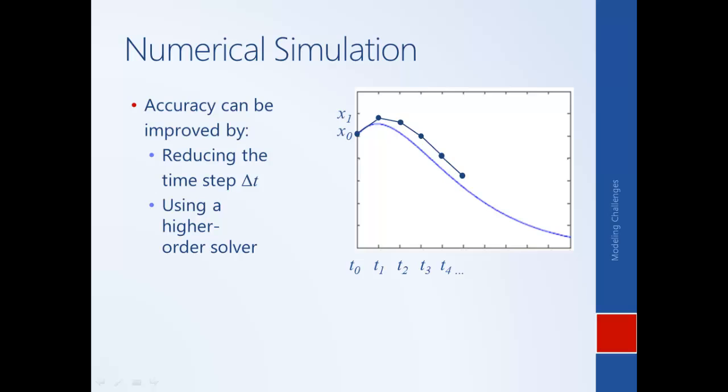Another way to make the solution more accurate is to use a higher order solver. So this Euler's method that we just used is what we call a first order solver. We're basically doing a linear extrapolation based on a single point in time. Higher order solvers exist, second order, third order, where we're not just using line segments, you're using maybe parabolas or cubics, using multiple instances of time to get a smoother, more accurate solution.